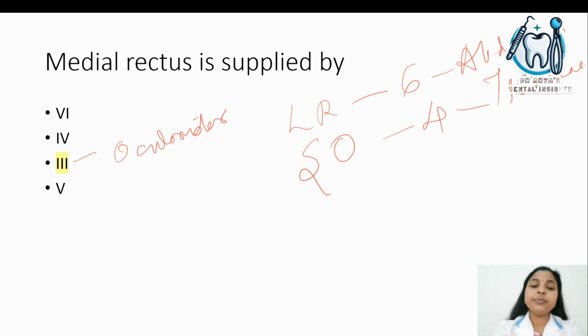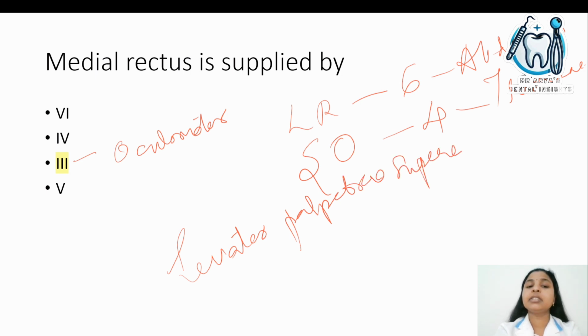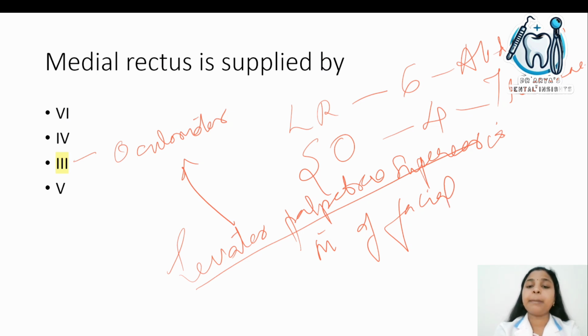And also levator palpebrae superioris is a muscle which is supplied by the oculomotor nerve. But this is a muscle of facial expression, that is the levator palpebrae superioris. So muscles of facial expression except levator palpebrae superioris are supplied by the facial nerve. Which is the facial nerve? Yeah, it is the seventh nerve.